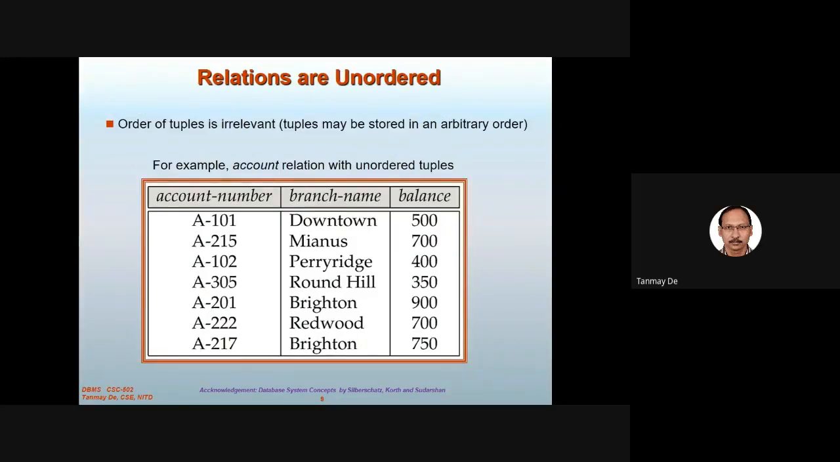The order of the tuples is irrelevant here. The tuples may be sorted in any arbitrary order, so basically it is unsorted. So this is an account relation, or you can think of it as an account table if we think of it as a relational database. Is it clear? We can consider account as a relation as well as a table when it stores the values in a relational database, and it is unordered or unsorted.